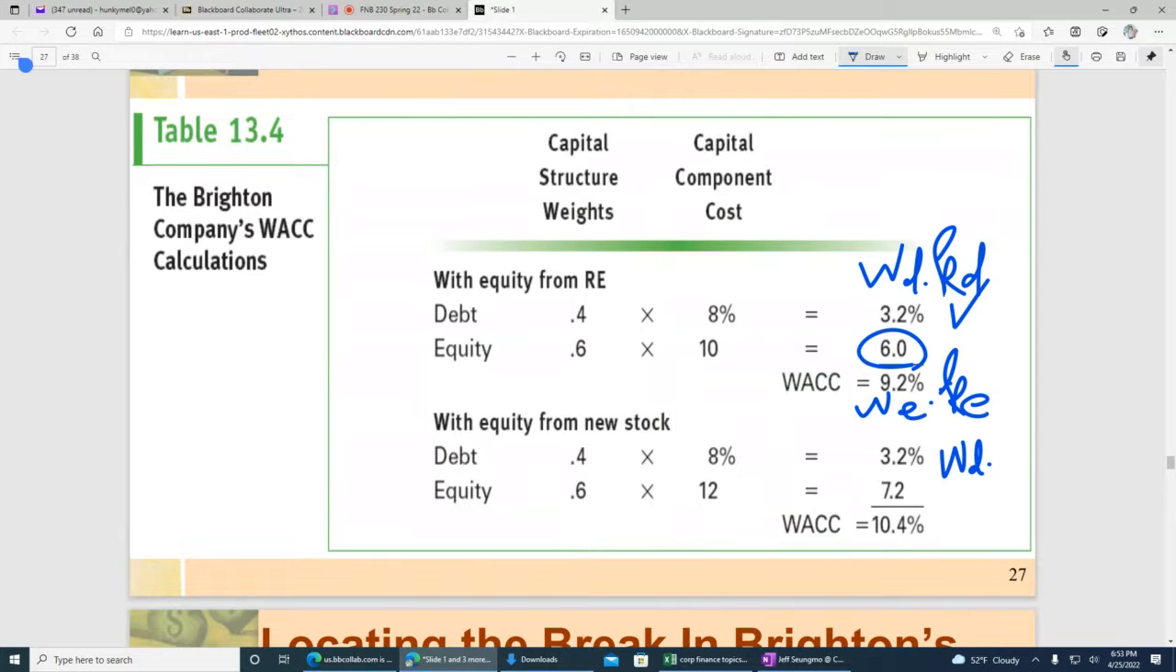But if you sell new stocks, weight of debt times cost of debt is still the same, but this is weight of equity times cost of equity, selling new. Then the weighted average cost of capital is 10.4, right? You see, this plus this is 9.2, and this plus this is 10.4.